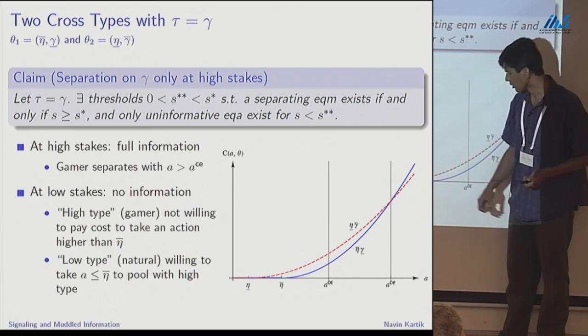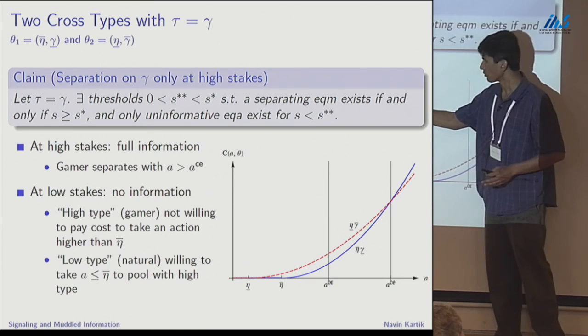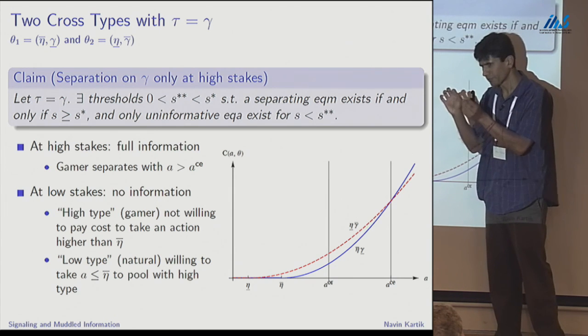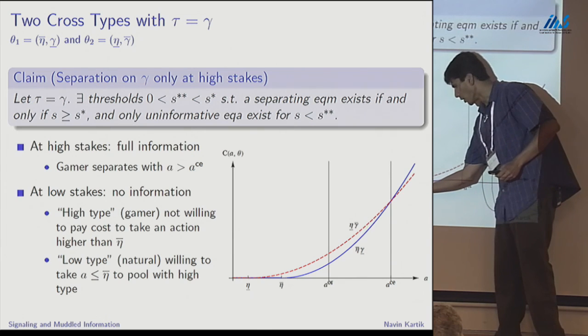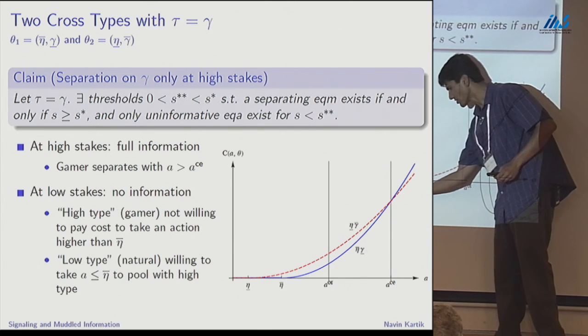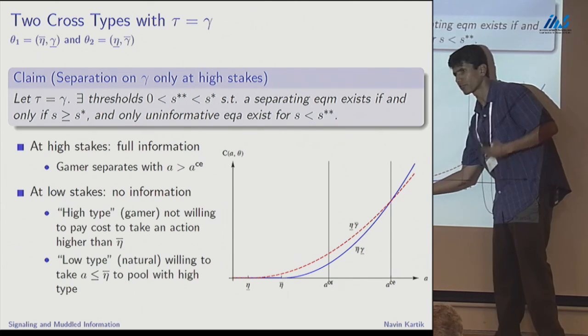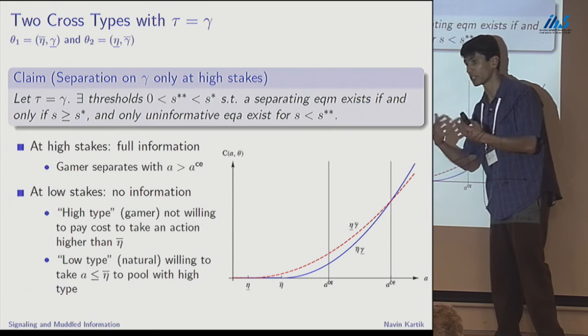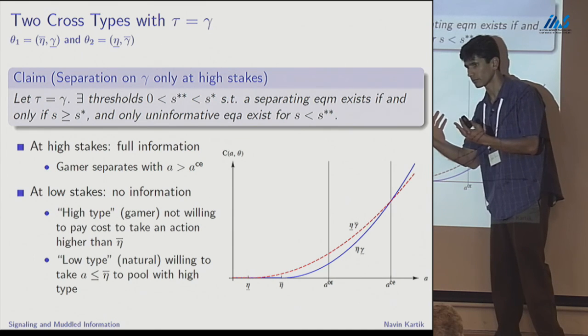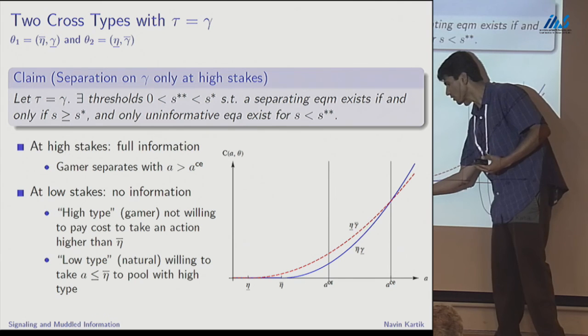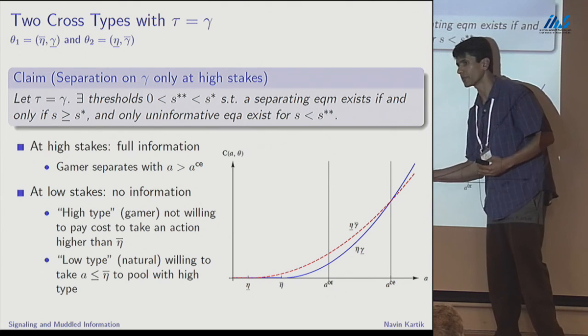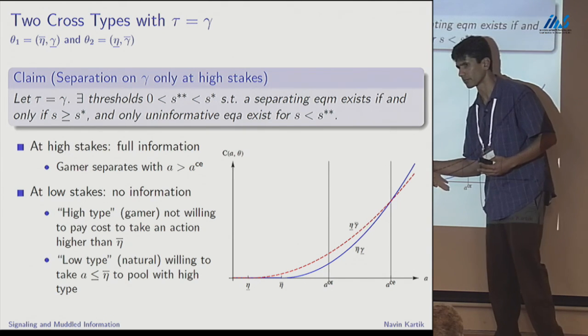Why? Because take some positive level of stakes that's very small. If we could generate pooling at just a slightly higher action than 8 at lower bar, supported by the off-path beliefs, because when they're pooling, you hold a prior. Supported by the off-path belief that if you take a lower action, you're going to be thought to be the low gaming ability type.